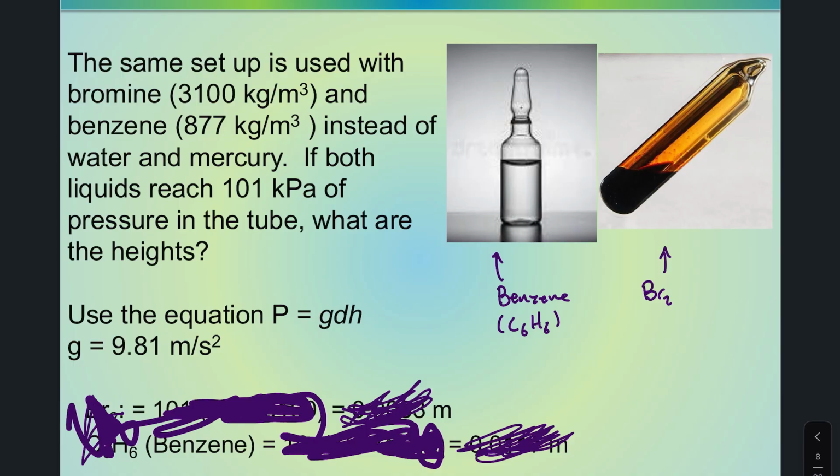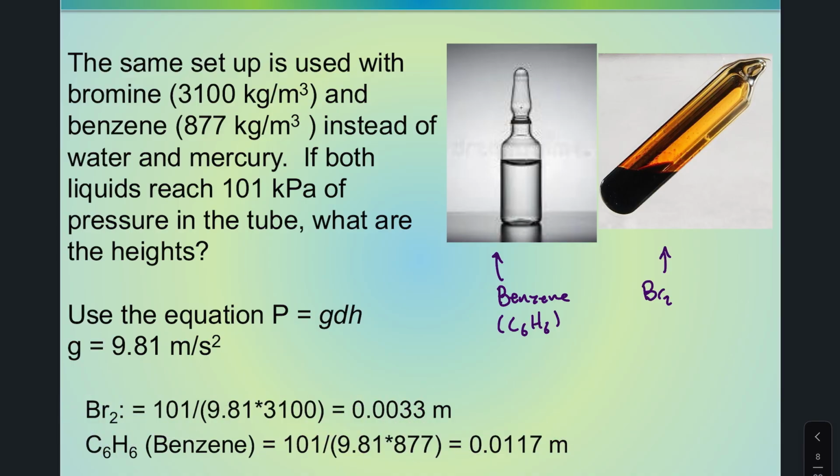Okay, and so let's go through it. The question is asking, if we do the same setup with bromine, which has a density of 3,100 kilograms per meter cubed, and benzene, which has 877 kilograms per meter cubed, instead of water and mercury, if both liquids reach 101 kilopascals of pressure in the tube, what are the heights?